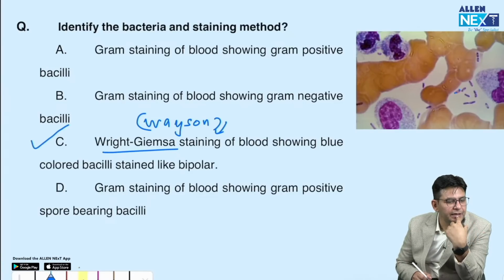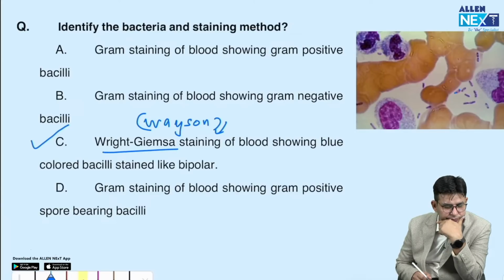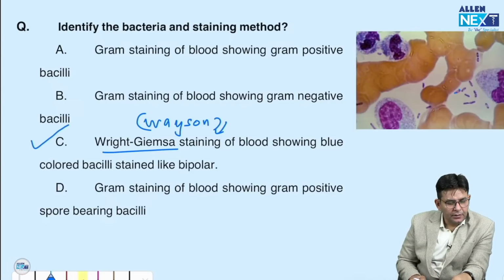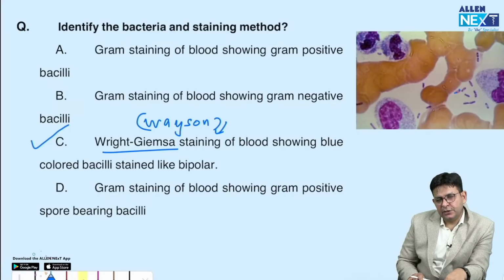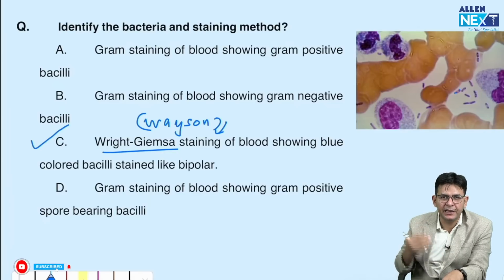Can you tell me the culture media for this? What is the culture media for Yersinia pestis? Tell me in the comment section. Ghee broth. Okay, the culture media is ghee broth, and a stalactite type of growth is there, and there are three types: bubonic, septicemic and pneumonic.